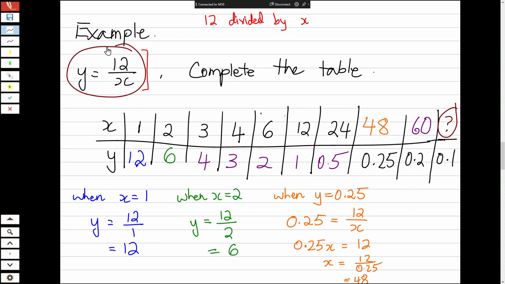It is 120. Can you talk us through how you got there, Jess? So y equals 0.1, and then it would go on 0.1 equals 12 over x, and then you would divide both sides by 2, which is 0.1x equals 12, and then x equals 12 over 0.1, which is 100. Great.